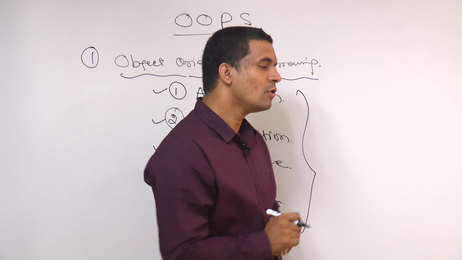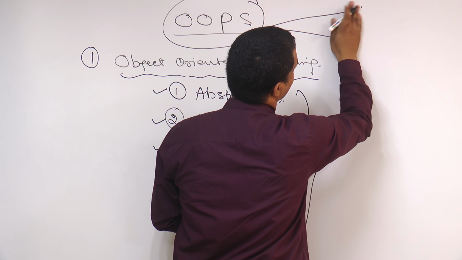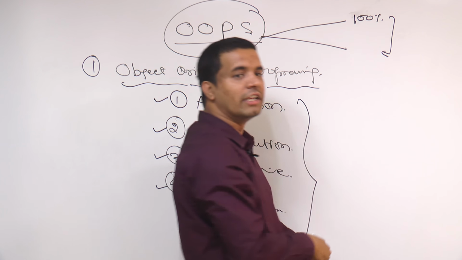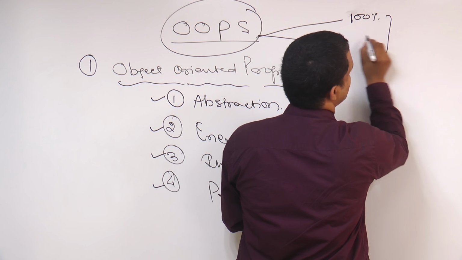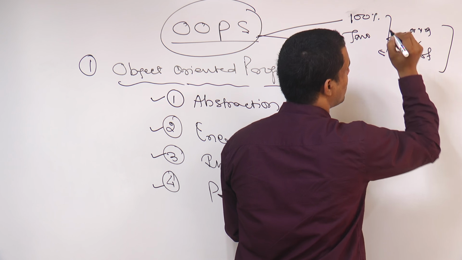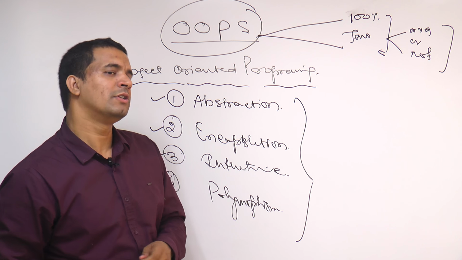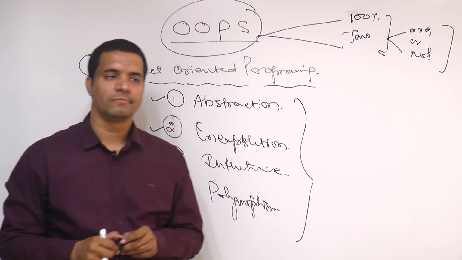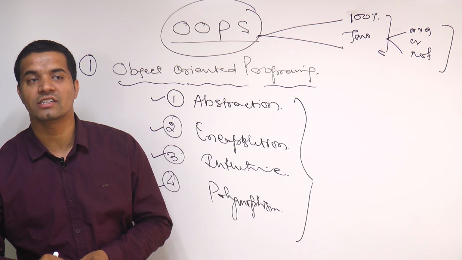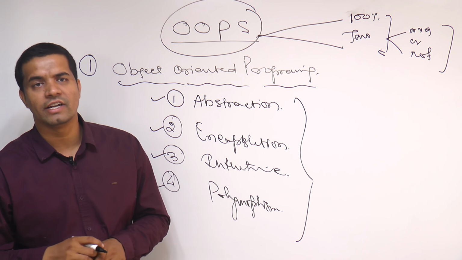So there is a question. The question is whether Java is 100% object oriented, or fully object oriented, or not. Yes or no? That is one important question. Generally, we get two answers. If I say that Java is a fully object oriented language, a 100% object oriented language, many of us will say that no, it is not 100% object oriented.